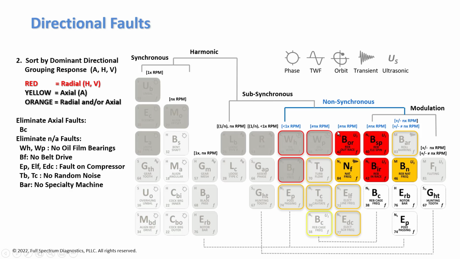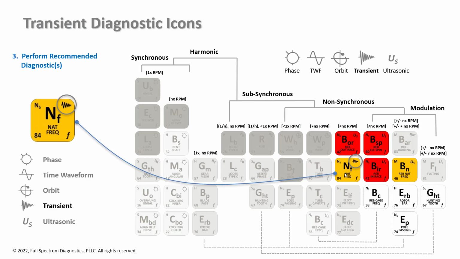So what are we left with? We're left with an outer race defect on our rolling element bearing, a ball spin defect, inner race defect, a bearing natural frequency, and another structural natural frequency. Okay, so we've eliminated quite a bit. What we have left is a transient, and we're going to take a look at that first, and then these four faults are all the same as far as ultrasonics. We'll be able to pick out which fault is which in the ultrasonic signature.